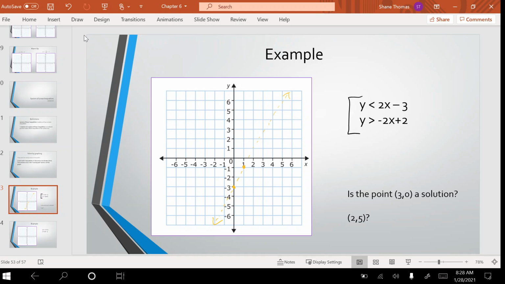Now, it's less than, so do I shade above or below? Can you see that? Sort of. Do I shade above or below? Below. All right, so I'm going to shade over here in this section.